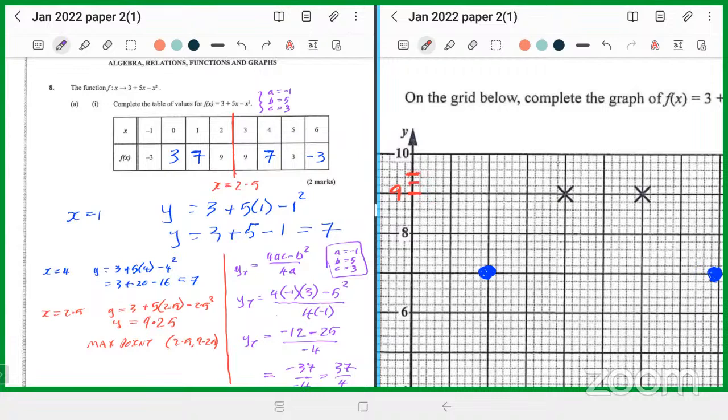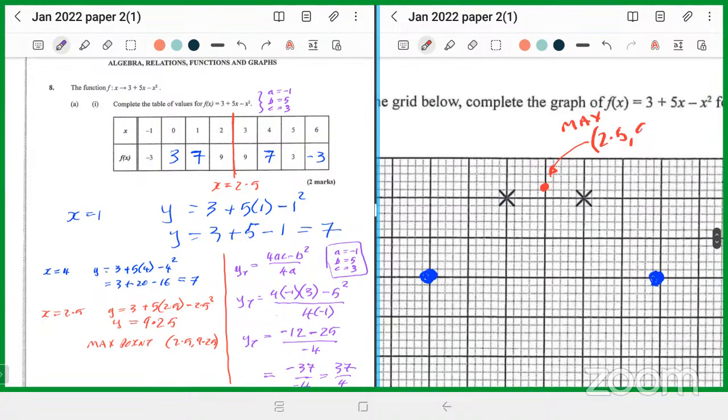9.25. So I'm going to mark it, and remember it's on this line of symmetry. I'm going to mark it right around here. If you do it on the exam, they'll give you your marks. Just make sure you don't come across here when you join the graph. Make sure your graph comes up through here and goes back down like that. All right. So I'm going to put that as my maximum point. I'm going to mark it max, and it is (2.5, 9.25), my maximum point.